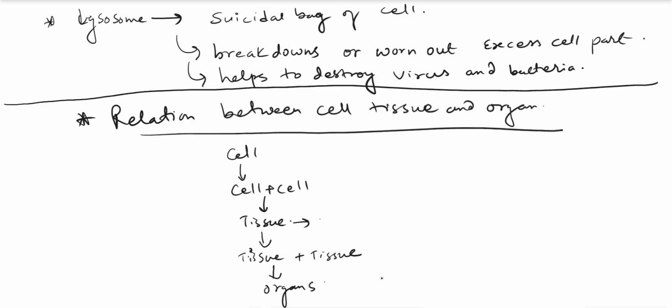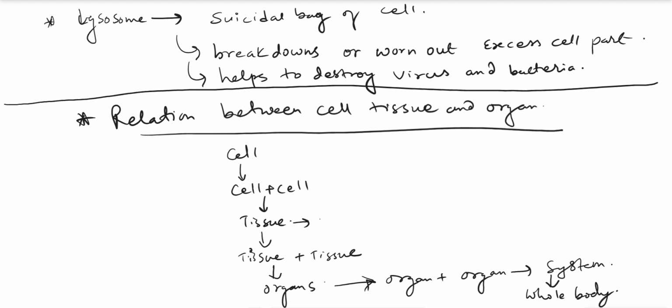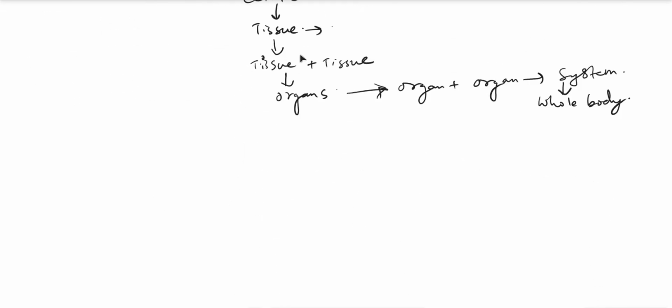And when an organ combines with other organs, it forms the systems of the body, like respiratory system, digestive system, circulatory system, reproductive system, different systems, all the life processes. And when those systems are combined together, they will form the whole body. So this is the relation between cell, tissue and organ.